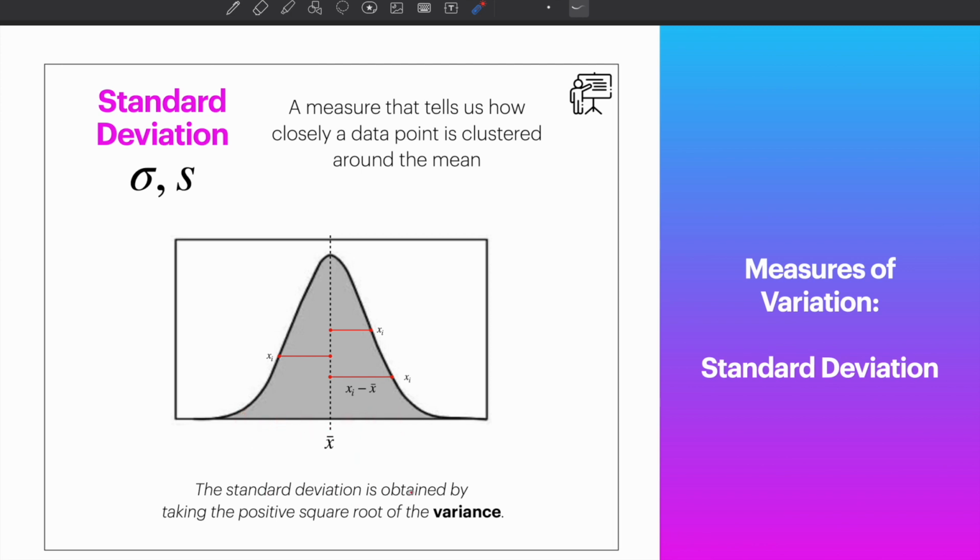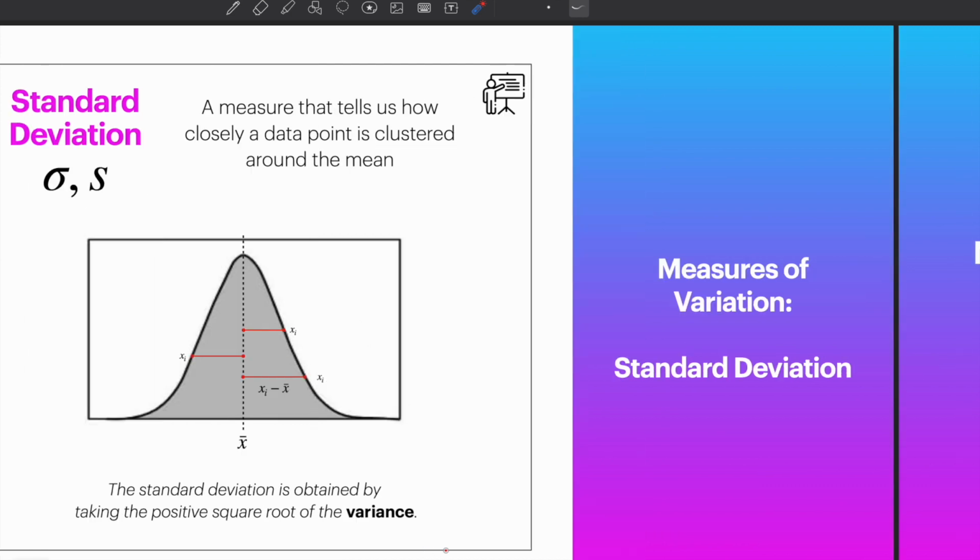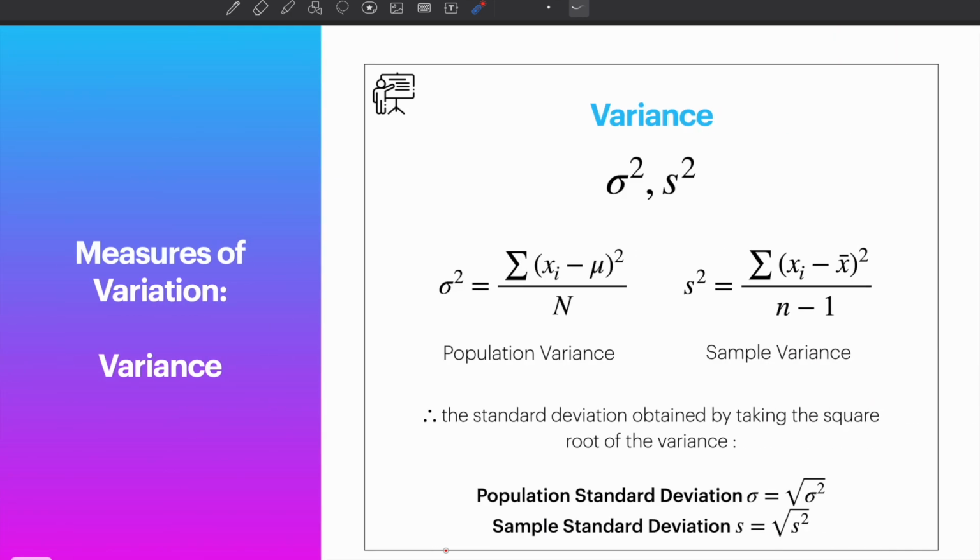So the standard deviation is obtained by taking the positive square root of the variance. So if you find the variance first, then you can definitely find the standard deviation by just taking the positive square root of that variance. Now let's jump in and see how a variance is calculated.